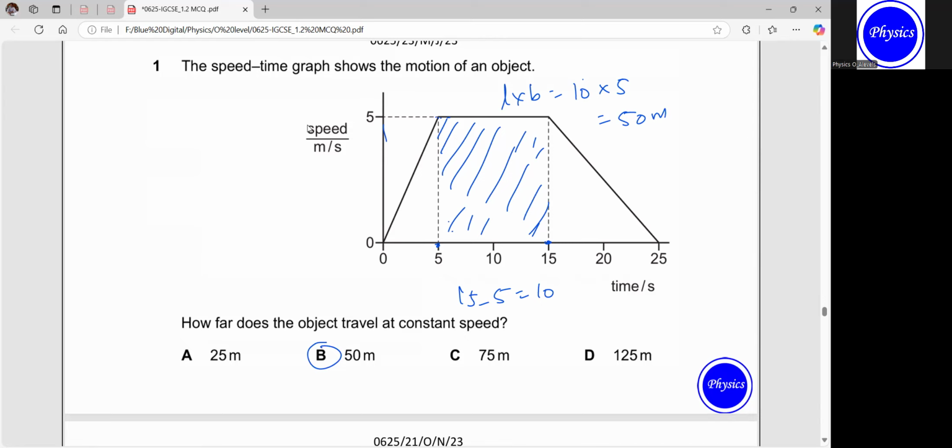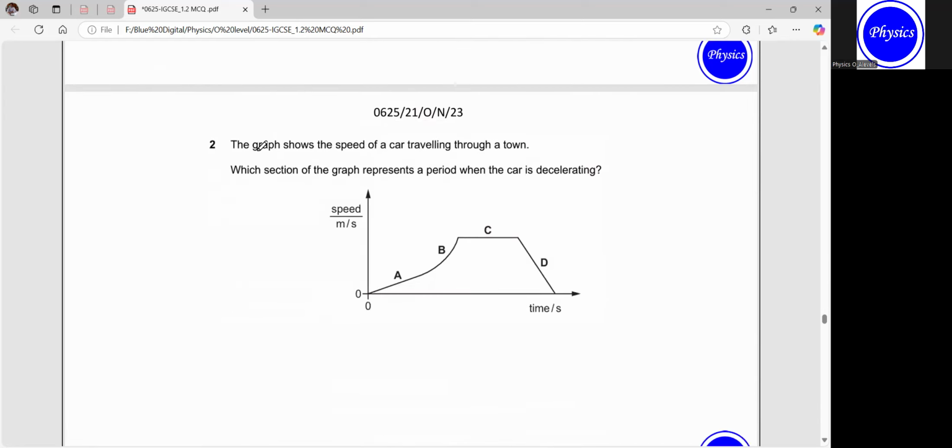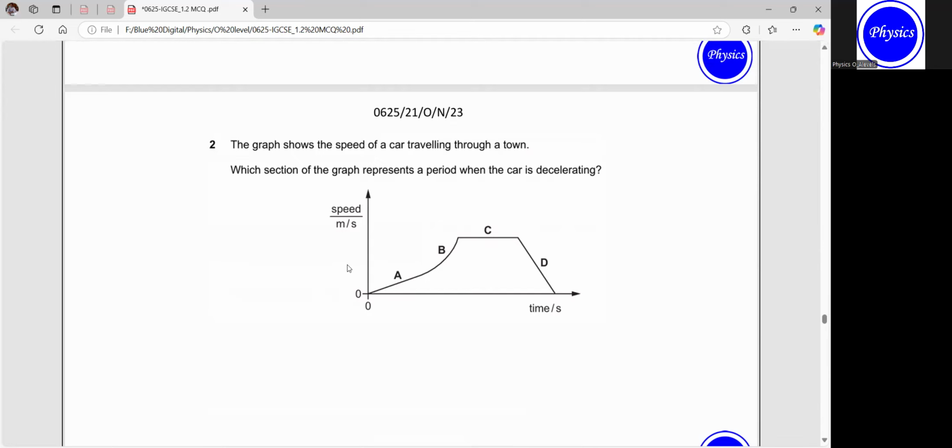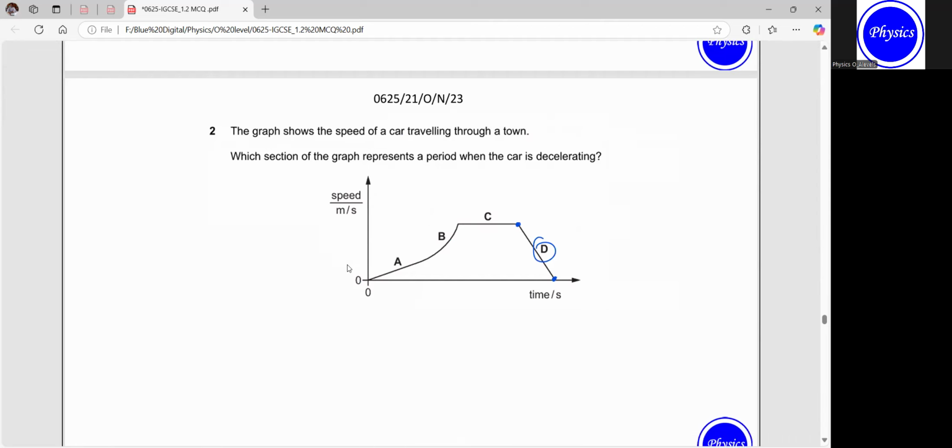Okay, that's it. The graph shows the speed of a car traveling through a town. Which section of the graph represents the period when the car is decelerating? Decelerating means negative acceleration, where its speed is decreasing. Speed is decreasing from a positive value to 0. So at D. Yeah. Okay, the next one.